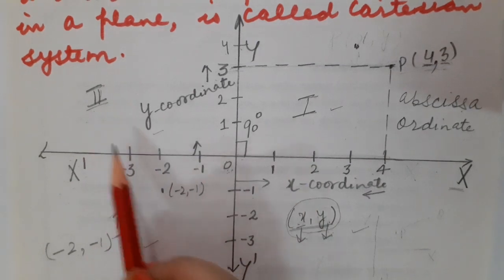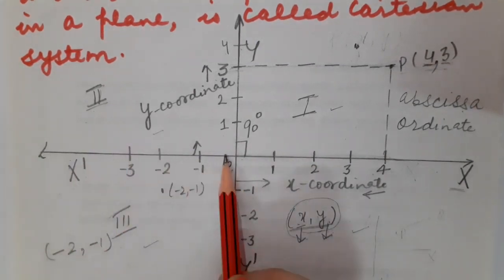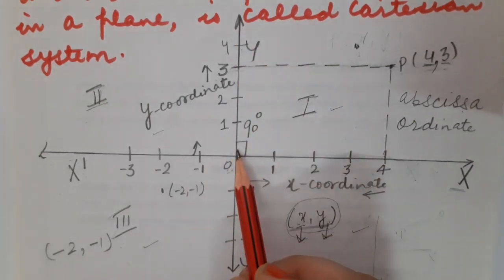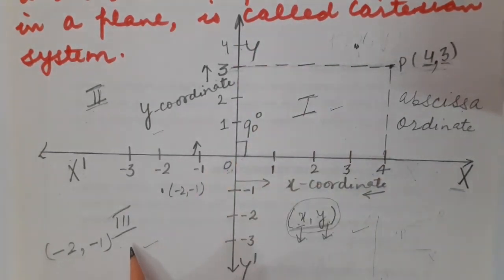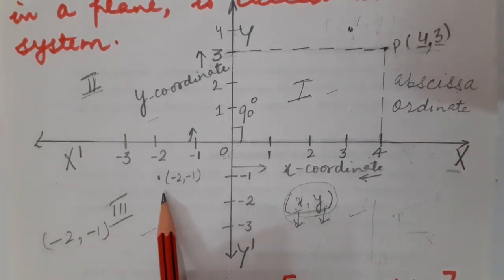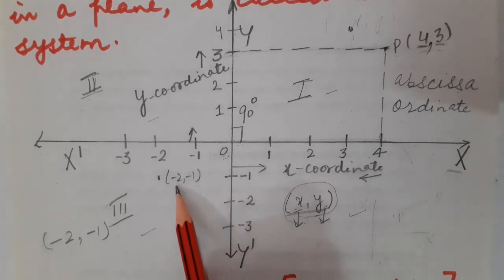But in the second quadrant, the x coordinate, that is abscissa, will be negative, but the y coordinate, that is ordinate, will be positive. Let us talk about quadrant number 3. In quadrant number 3, abscissa and ordinate both will be negative. Just have a look. I have plotted a point -2, -1, which means the x coordinate is -2.